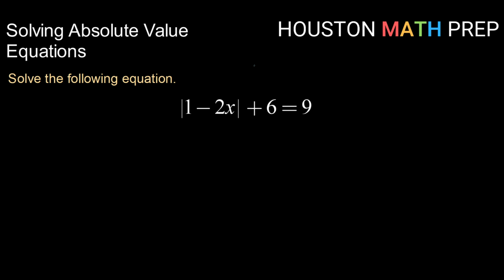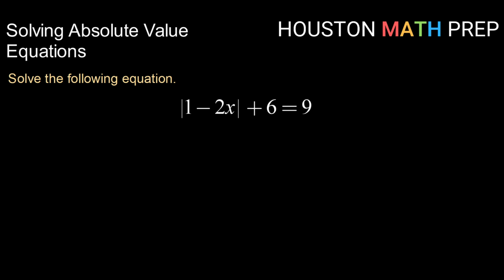Okay, let's try another one together. Following those same 3 steps, remember step 1 is isolate the absolute value, step 2, split into the positive and the negative, and step 3, solve each of your 2 equations. Here we need to actually work on step 1. We're going to need to isolate the absolute value.